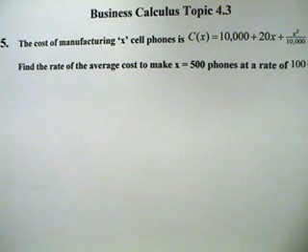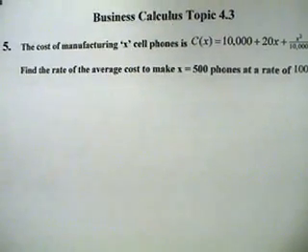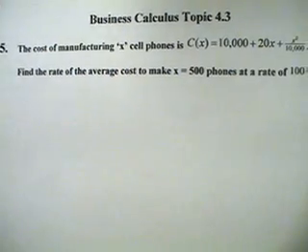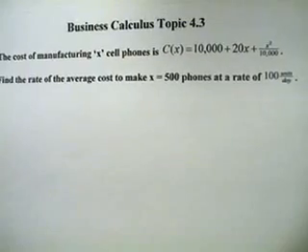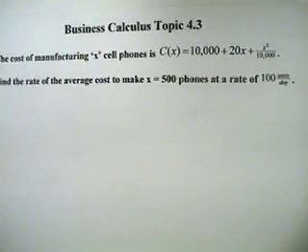Physics Calculus, Topic 4.3, Number 5. The cost of manufacturing x cell phones is C equals 10,000 plus 20x plus x squared over 10,000.